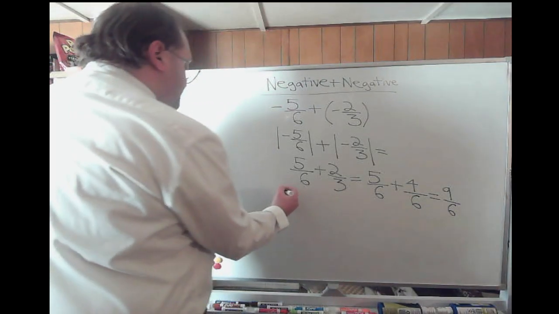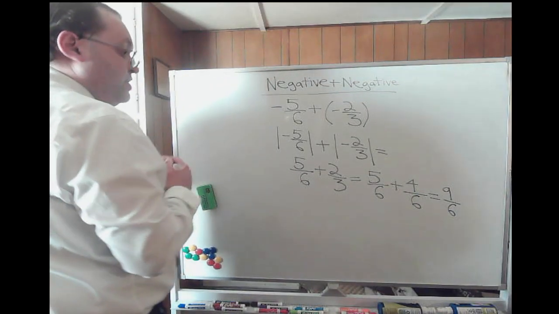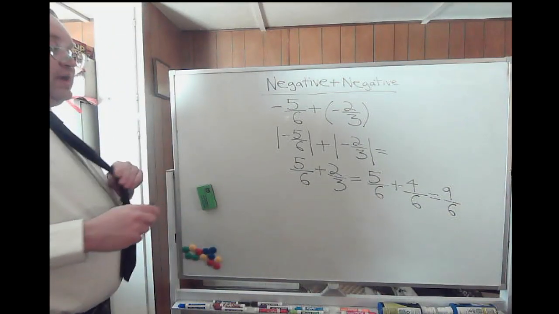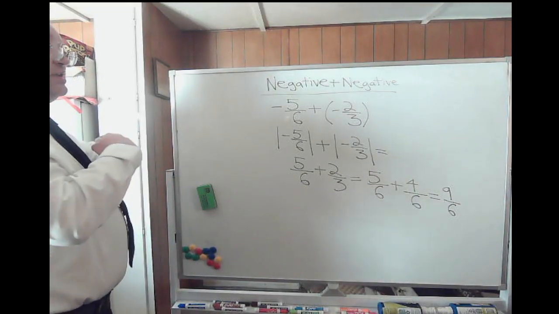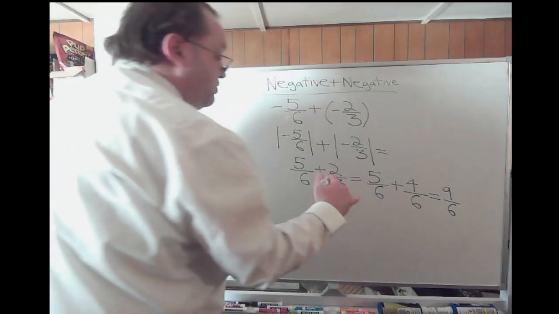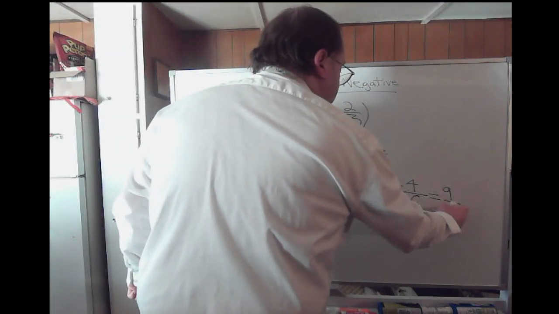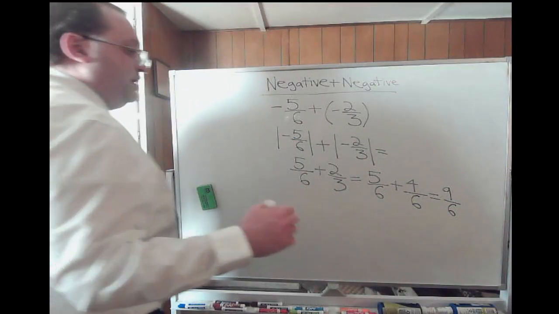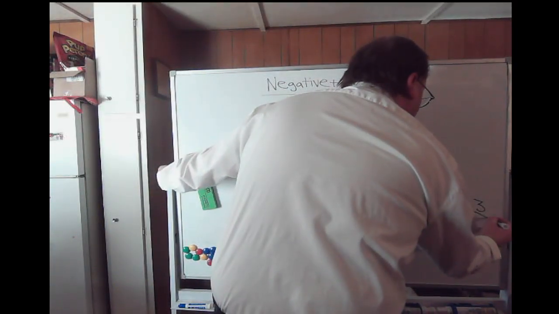9/6, if you want to figure it out as a mixed number instead of an improper fraction, you could leave it, or you could reduce it. To figure out what factors 9 and 6 have in common, they have a common 3. You divide both the numerator and denominator by 3, and you'll get 3 halves.